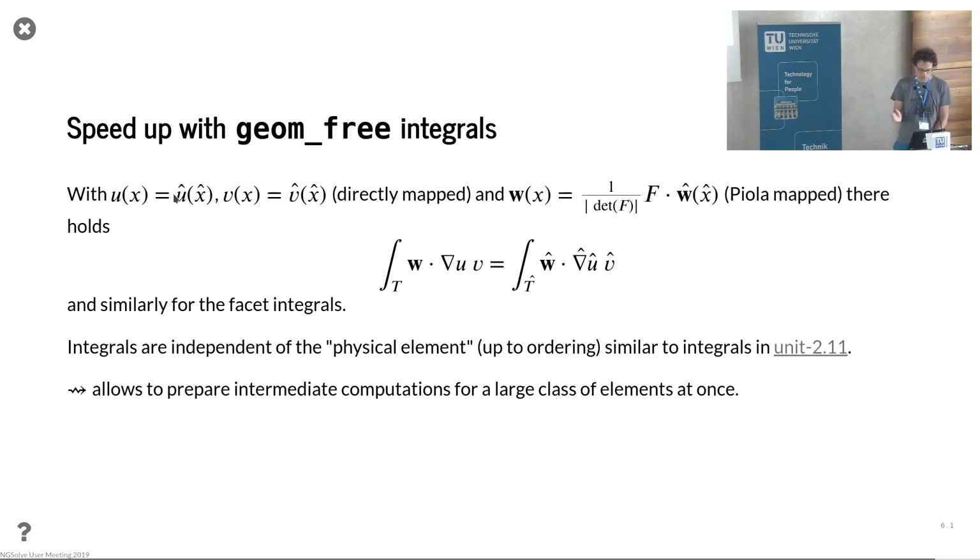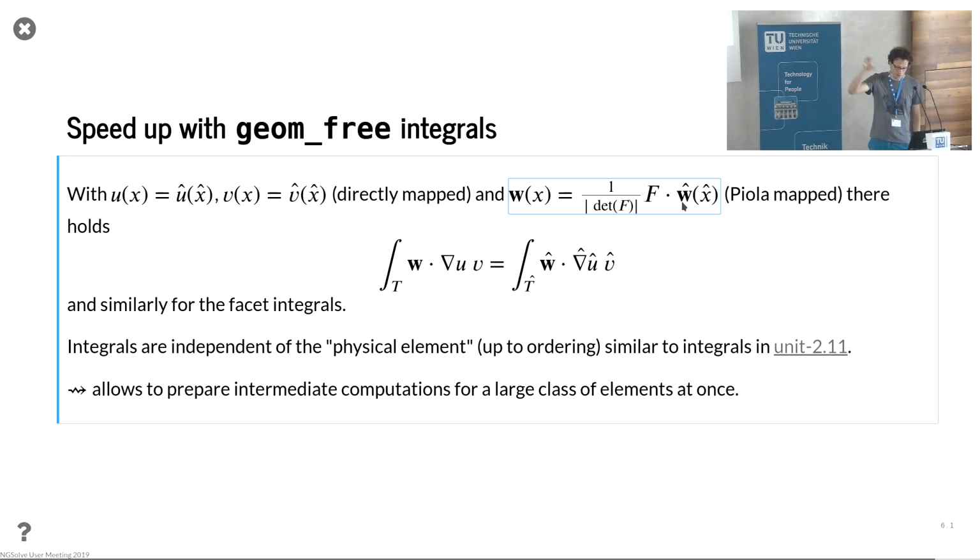the mapping for the evaluation of functions on the physical element is just a direct mapping, so we just evaluate a function on a point x by evaluating the function on the reference element on the corresponding reference point. This is for u and v, and then for w, so for the wind, we use the Piola mapping. So this is the one here. We involve the shape and the transformation from the reference element to the current element also in the mapping.